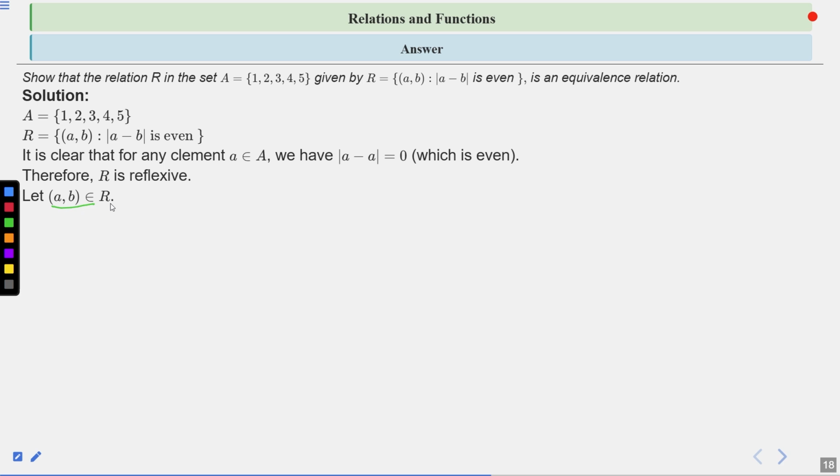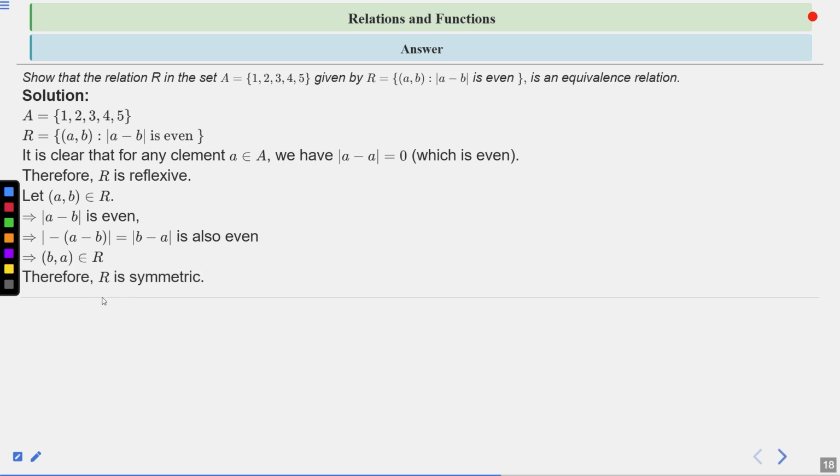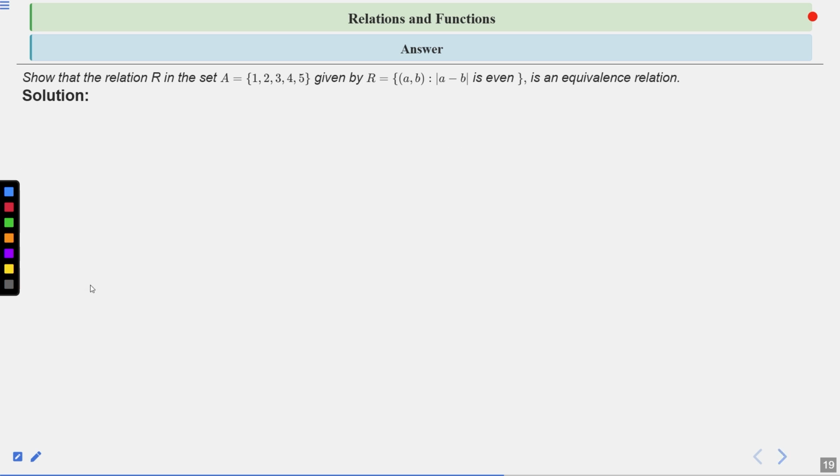Now A comma B belongs to R, meaning the absolute value of A minus B is even. This gives me the absolute value of minus of A minus B, which can be rewritten as the absolute value of B minus A, which is also going to be even. So the B comma A pair also belongs to R, meaning symmetric. So R is symmetric.